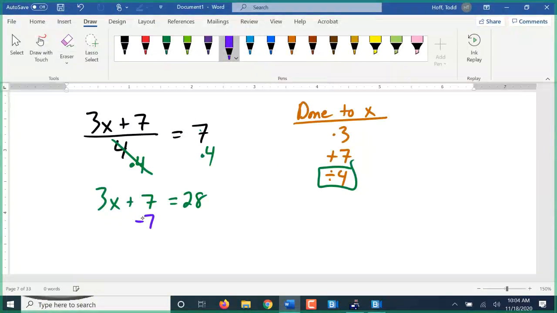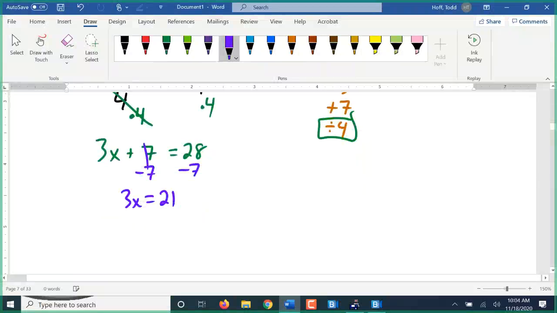We will now solve it. Subtracting 7. 3x equals 21. And dividing by 3. X equals 7.